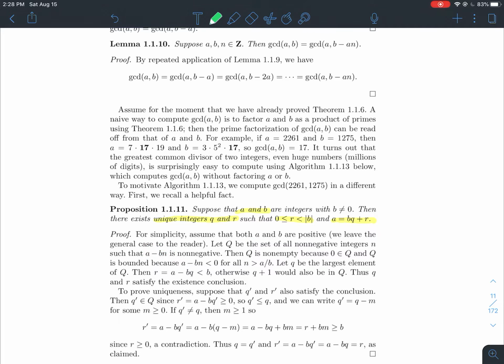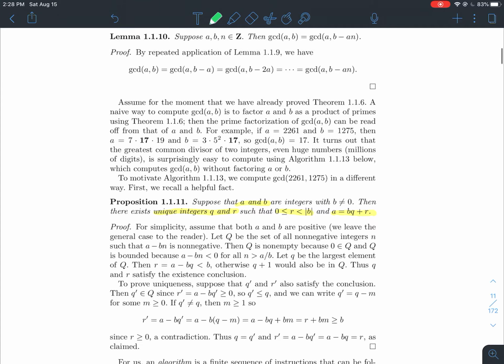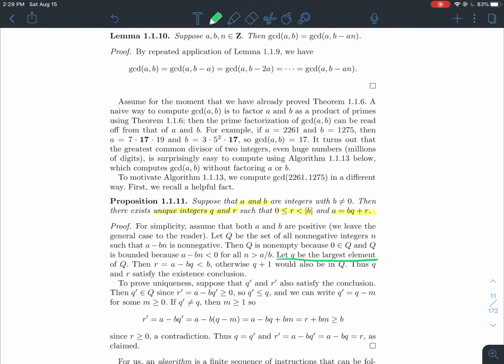And then what else? It's got to be bounded because, well, if n is larger than the fraction a over b, then a minus bn is negative, which doesn't satisfy this. So it's got to be bounded. There has to be a biggest one, is what I want to say. So let's say q is the largest element such that a minus bq is still bigger than or equal to 0. That means if you did the next one, q plus 1, then a minus b times (q plus 1) would be negative by hypothesis here. So keep that in mind.